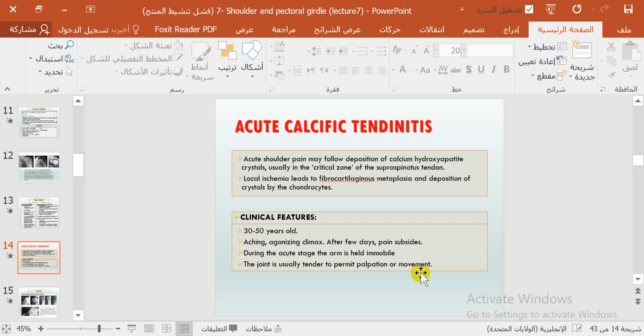The age is usually about 30 to 40 years, with an aching, agonizing attack of pain; after a few days, the pain subsides. During the acute stage, the arm is held immobile, and the joint is too tender to permit palpation or movement, like a sign of infection. The patient cannot move his shoulder, and you can't even palpate the site of the lesion.